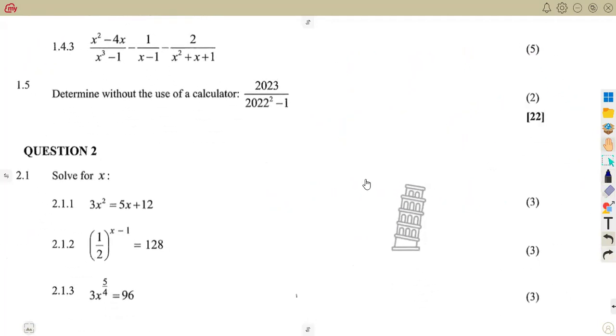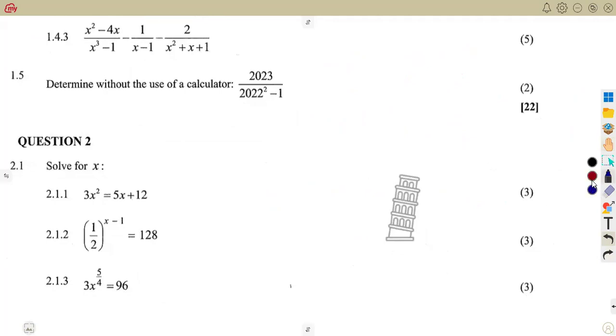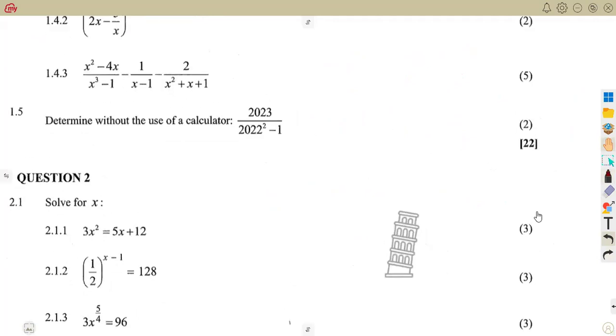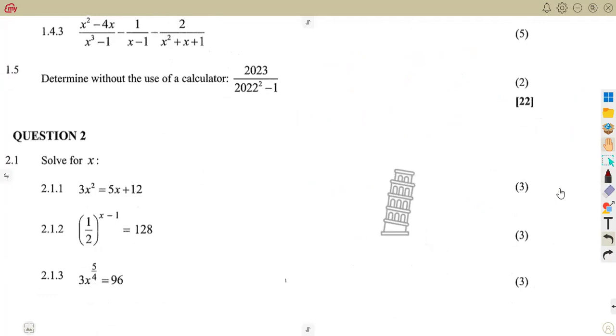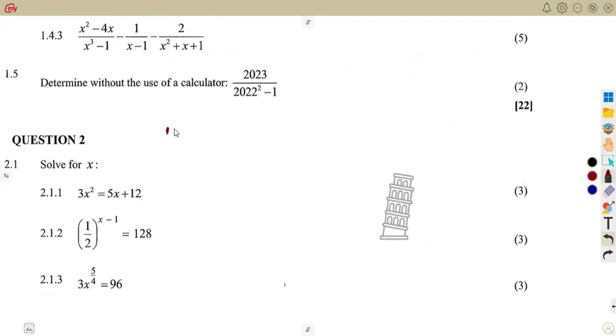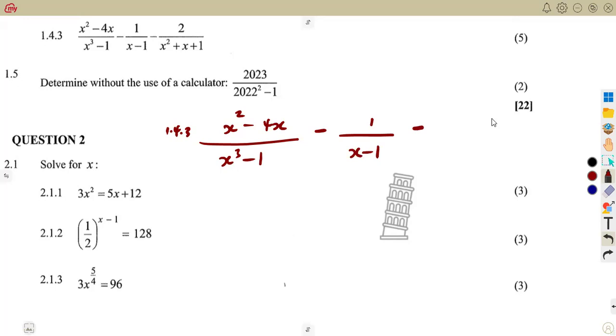Let's see another part. 1.43 we are given, to simplify. Again, this is on simplification. So if we consider here, we can see that we just needed to factorize x squared minus 4x over x cubed minus 1, minus 1 over x minus 1, like this, minus 2 over x squared plus x plus 1, like this. So you just needed to factorize. Remember your factorization, guys.